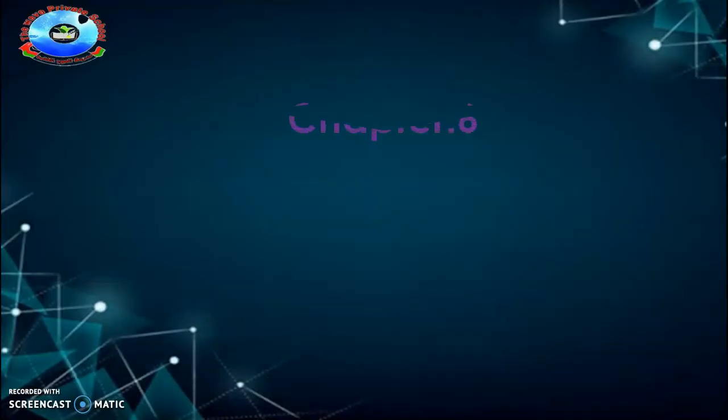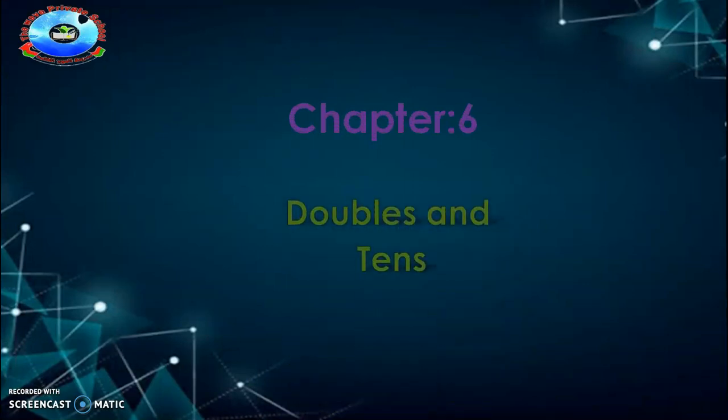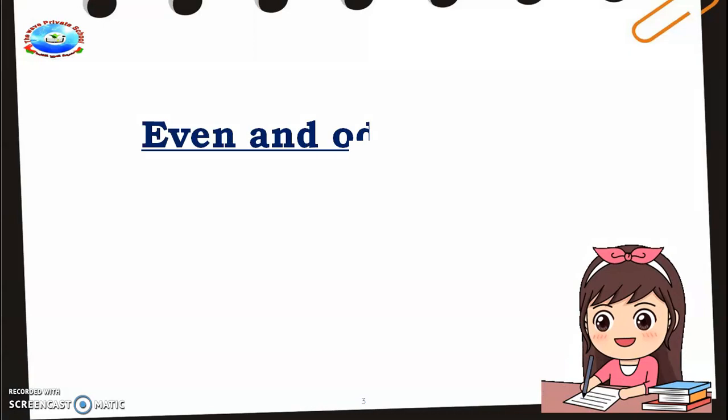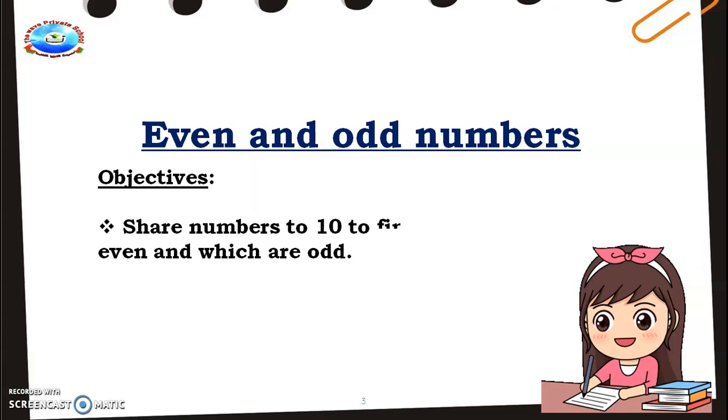This video is for grade 1, chapter number 6, doubles and tens. Today we are going to learn the topic even and odd numbers. After this lesson, you will be able to share numbers to 10 to find which are even and which are odd. First, we will discuss even numbers.